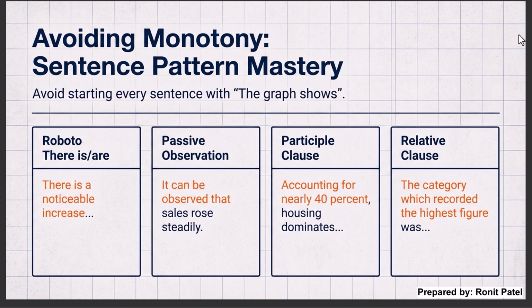Third example, accounting for nearly 40%, housing dominates. Now this is high level grammar. Participle clauses equal an instant sophistication boost. Last example, the category which recorded the highest figure was. Now this is excellent for complex variety sentences. Students should rotate patterns. Don't memorize a single example or a single pattern because in practicality you need to use multiple patterns.